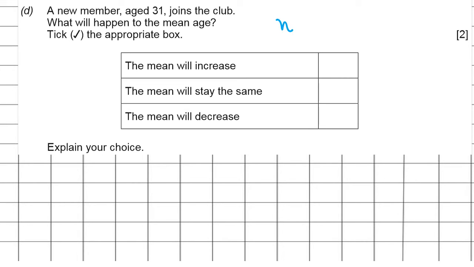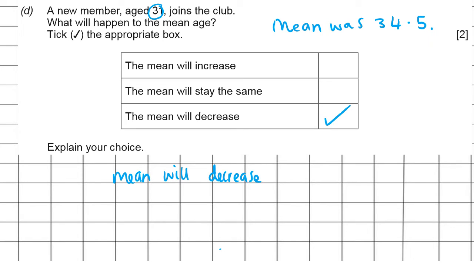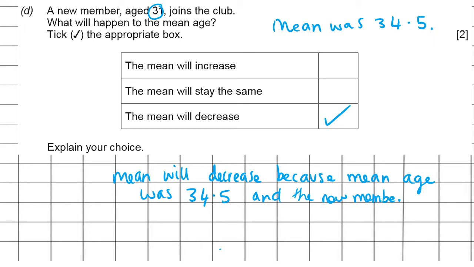So the mean was 34.5, and 31 is lower than the mean. So therefore, the mean will decrease, because the mean age was 34.5 and the new member was 31.